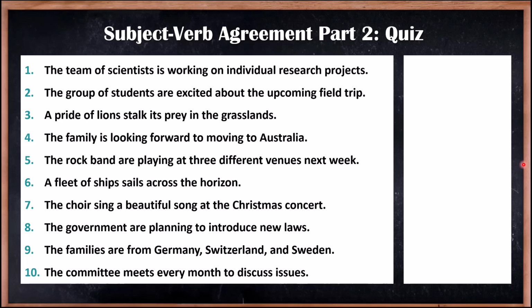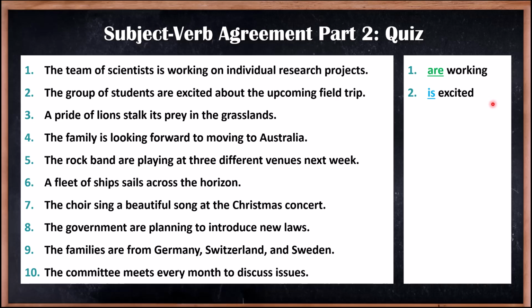Now let's correct these together. Number 1 should be the team of scientists are working on individual research projects. Now, again, the subject is team, which usually uses a singular verb. But because the emphasis is on the scientists doing different things within the group, we use a plural verb. Again, this is common in British English.